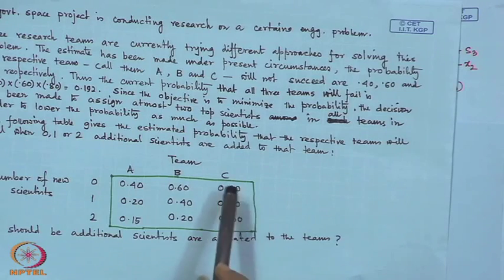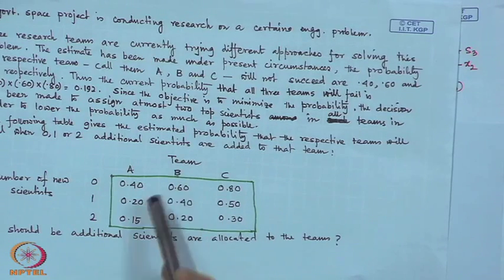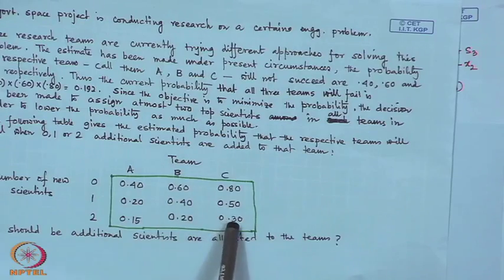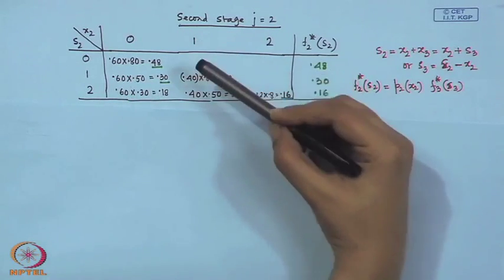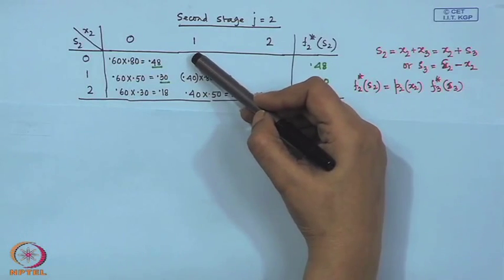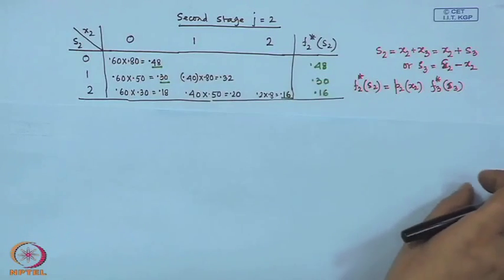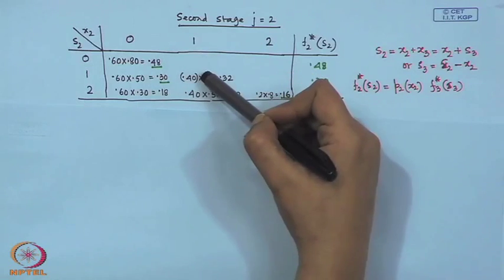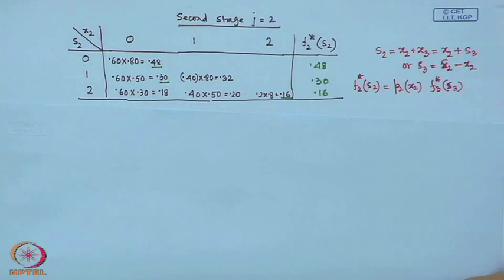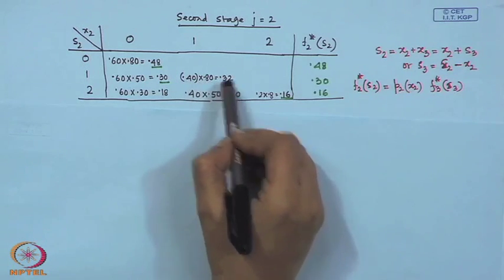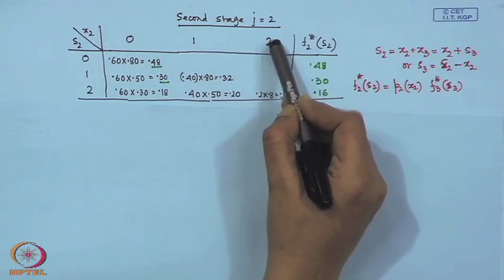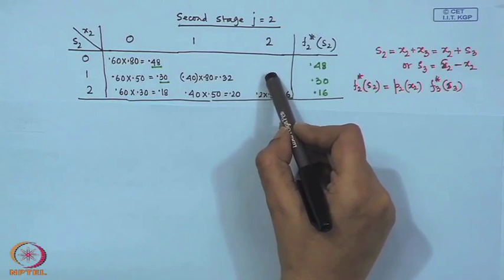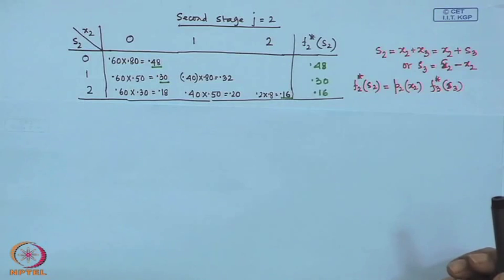But in the next, if we consider team C is getting 2 scientists, team B is not getting any scientists, then the probability would be 0.6 into 0.3. That way we have calculated. Come to the next, x2 is 1, s2 is 0, not possible, because s2 is equal to x2 plus x3. x2 is 1, s2 is 1, that means team B got 1, team C did not get anything. That is why 0.4 into 0.8, that is equal to 0.32. In this way we have completed the whole. Similarly, for x2 equal to 2, s2 equal to 0, s2 equal to 1, it is not possible, s2 equal to 2 is the only possibility, team B is getting 2 scientists, but team C is not getting any scientists.